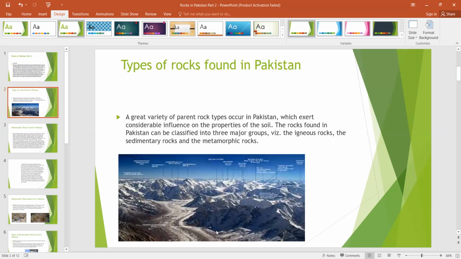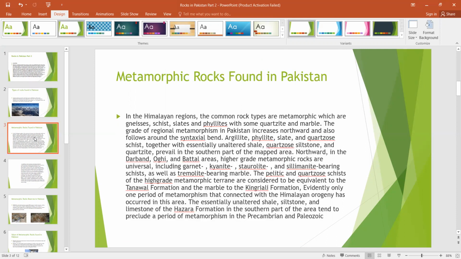So, the types of rocks found in Pakistan: a great variety of parent rocks occur in Pakistan, which exert considerable influence on the properties of soil. The rocks found in Pakistan can be classified into different groups. These include sedimentary rocks, metamorphic rocks, and igneous rocks. So let's talk about metamorphic rocks found in Pakistan.